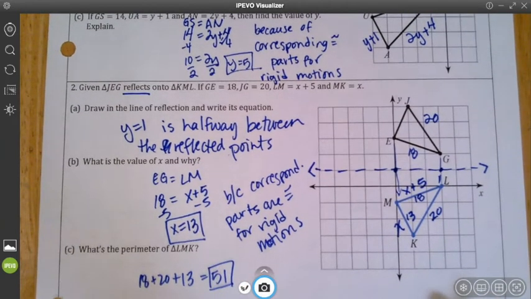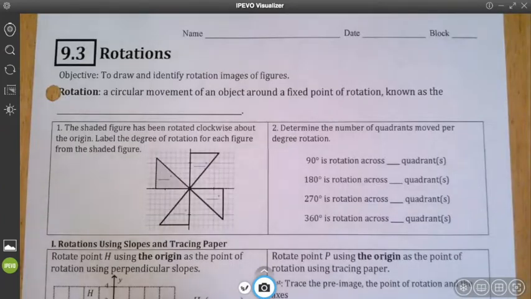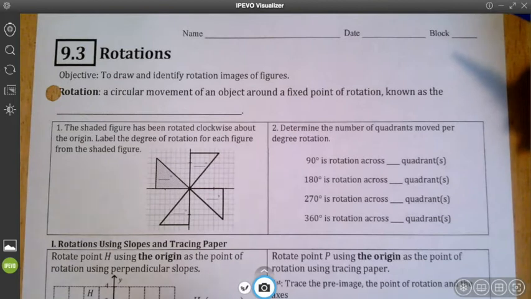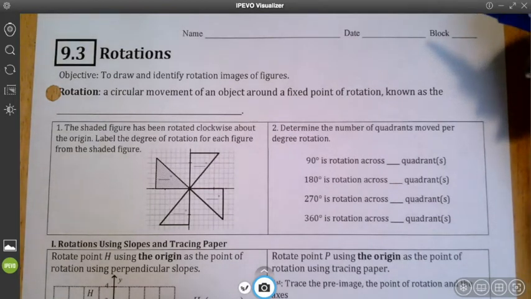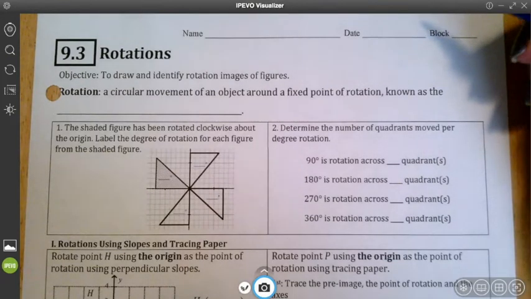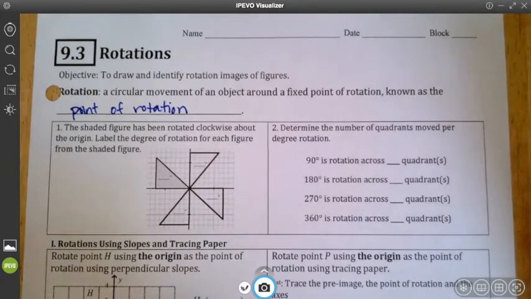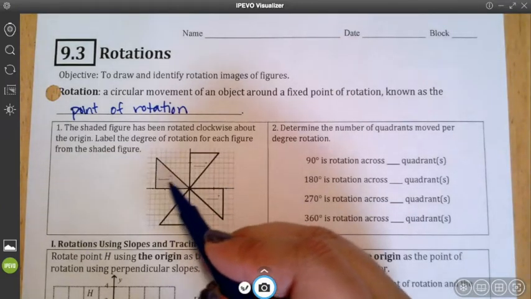Okay, let's take a look at section 3. Our last section for today is rotations. That was our third type of rigid motion. And our objective is to identify rotation images of figures and draw them. So a rotation is a circular movement of an object around a fixed point of rotation known as the center of rotation. The shaded figure has been rotated clockwise about the origin. Label the degree of rotation for each figure from the shaded figure. So this is the one that's shaded.